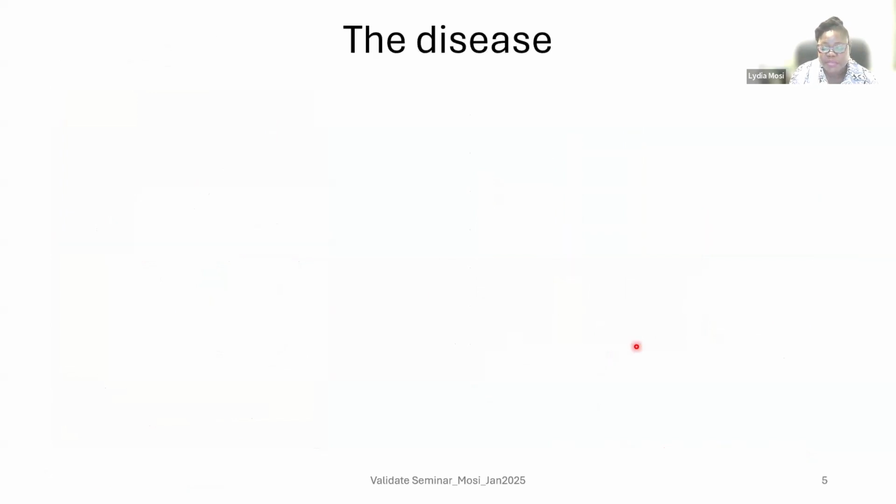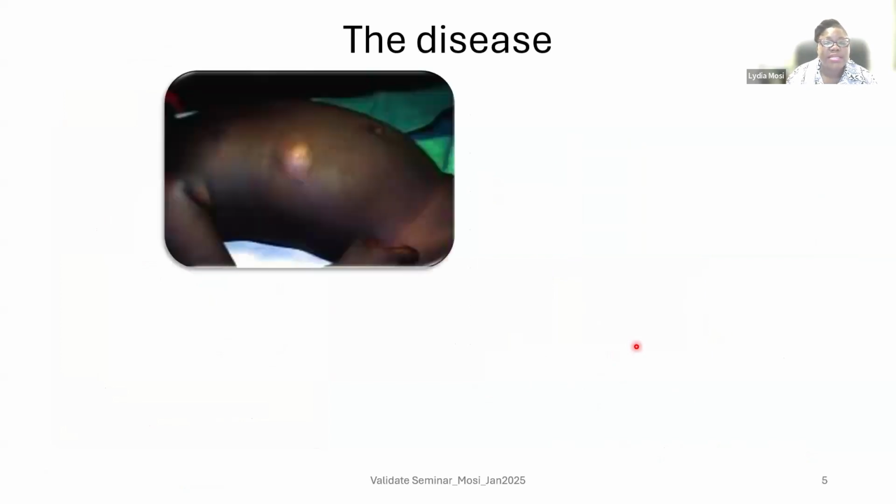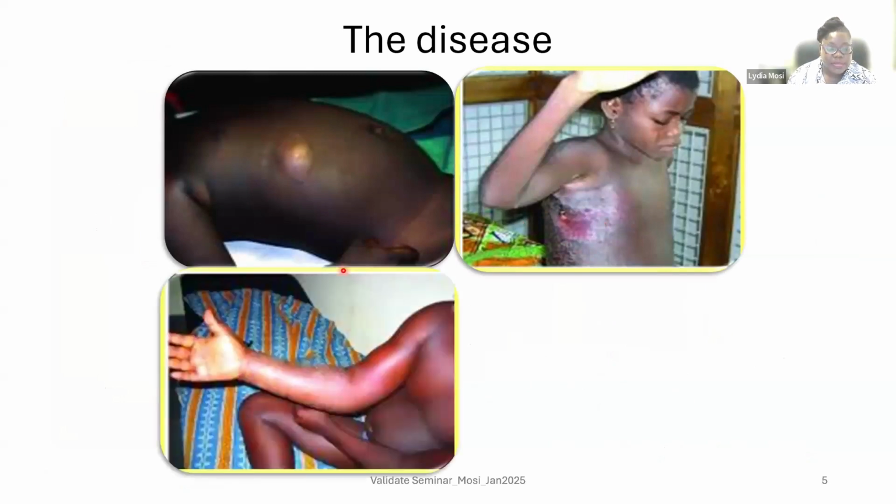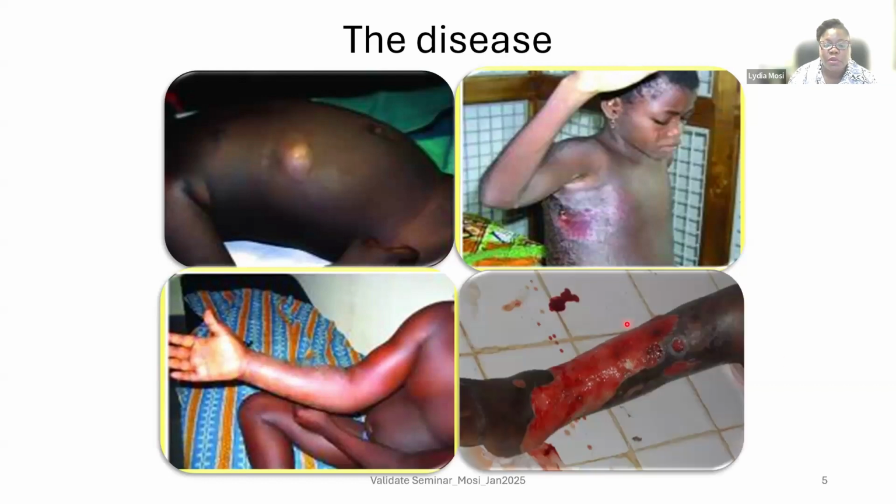Now, this is where we have some of the images, so please protect your eyes if you are easily disturbed. The disease starts as a nodule, which is actually palpable. You can move it around. And sometimes, instead of a nodule, there is a plaque which forms over a large area of the body. Sometimes also, the disease starts as an edema or a swelling of a limb. And in the unlikely case of treatments being sought late, it can develop into full-blown ulcers.